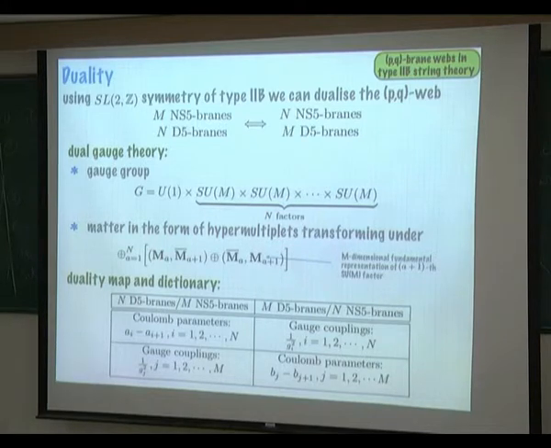In terms of the parameters that I introduced before, so in terms of the distances of the branes along the dual cycles, there's of course an interchange. So what were the Coulomb parameters before, which were the differences of the D5 branes, now become the gauge couplings, and what were the gauge couplings before now become the Coulomb branch parameters. So there's a very obvious and very direct duality map between these two theories.